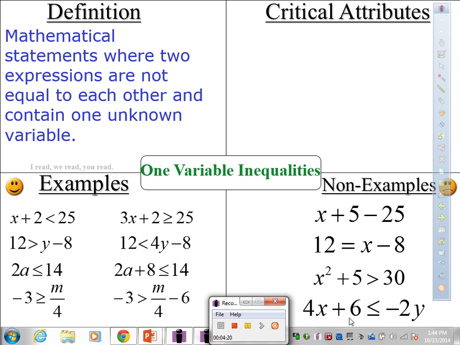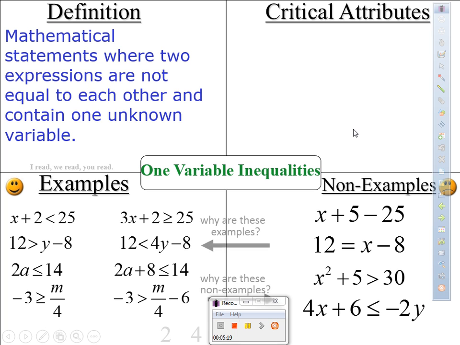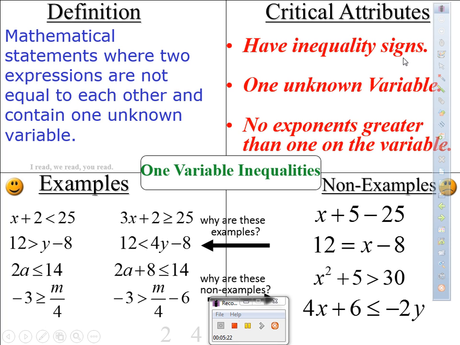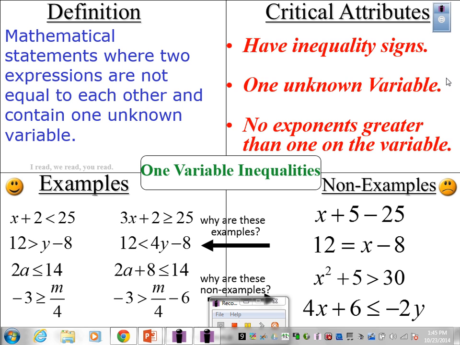Yes, Julia? Because it has more than one variable. That is correct. So critical attributes for one variable inequalities is that they have inequality signs, one unknown variable, and no exponents greater than 1 on the variable. Have inequality signs, one unknown variable, and no exponents greater than 1 on the variable. Okay? So steps. If you notice, did everybody copy that already? No. Okay, I'll give you some time to copy.